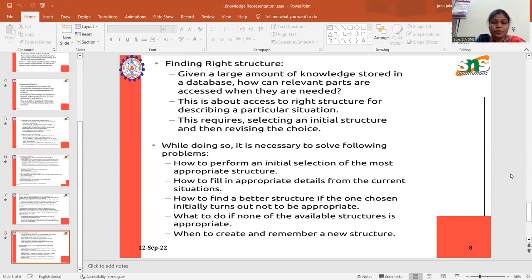How to perform an initial selection of the most appropriate structure, how to fill in appropriate details from the current situation, how to find a better structure if the one chosen initially turns out not to be appropriate, what to do if none of the available structures is appropriate, and when to create a new structure.